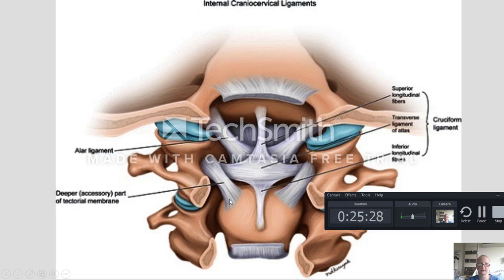And there's a picture. Right here is the alar ligament, and the transverse ligament is right here. So the alar ligament stress test is this one, and the transverse ligament test is this one.